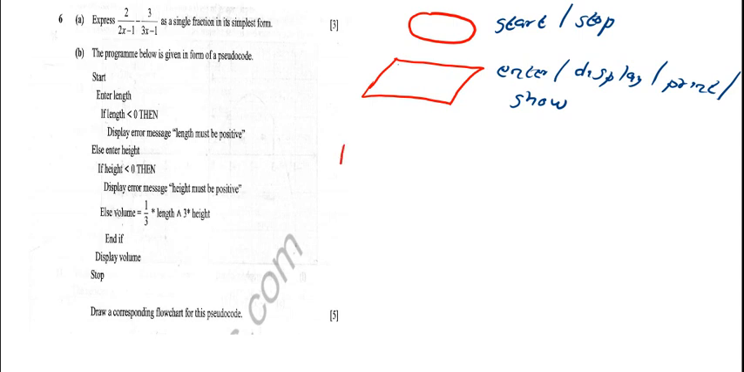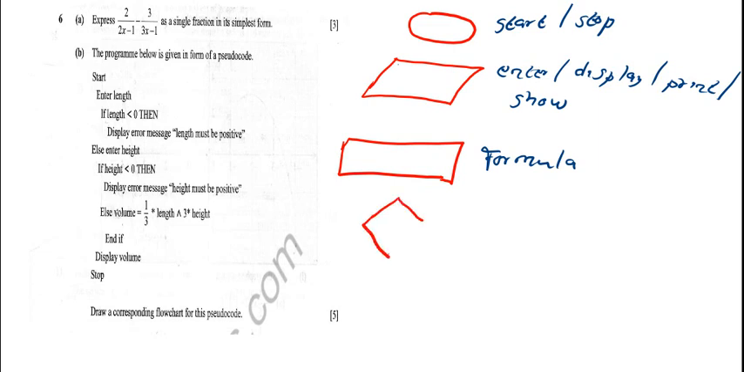We also have a rectangle. In a rectangle, we write a formula. So whenever you have a formula, we'll be writing it in a rectangle. You also have a decision box, which is a rhombus, but under computer we call it a decision box. In a decision box, we'll be using it if we have an if statement.